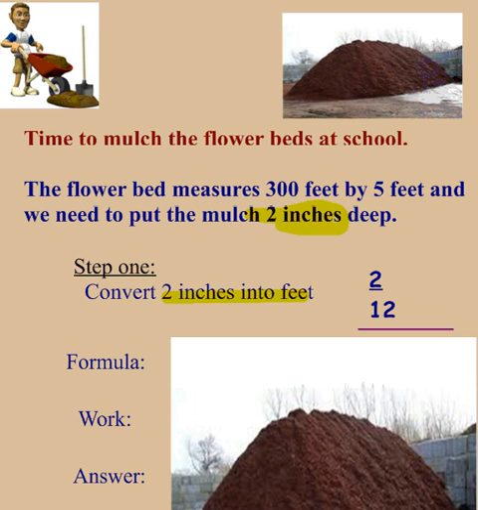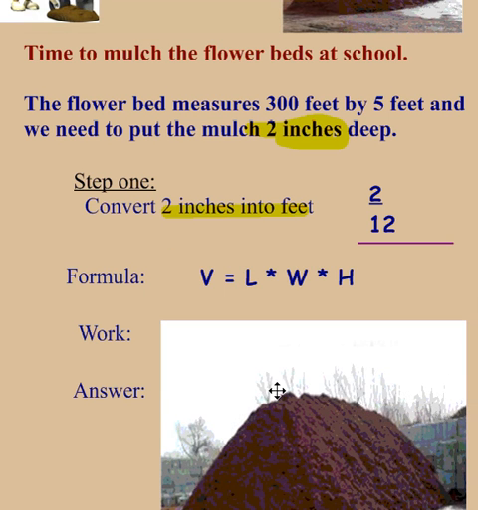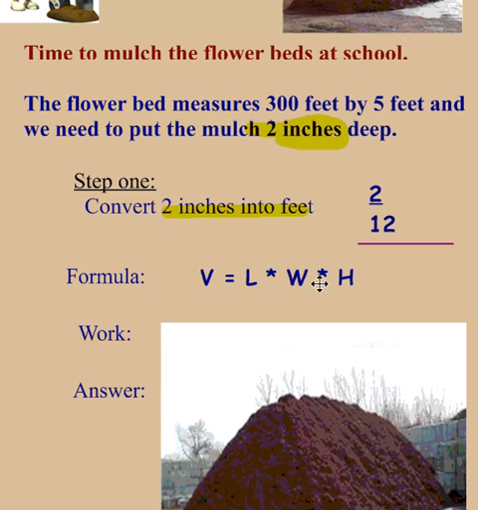So we're going to be doing the same process we have, but I'm going to add just a little bit of information for you. So we've got this flower bed that is 300 feet by 5 feet by 2 inches. The first step right here is I'm going to need to convert that 2 inches into feet. So I'm going to do 2 over 12. Hopefully I don't make a mistake this time. So my formula is length times width times height.